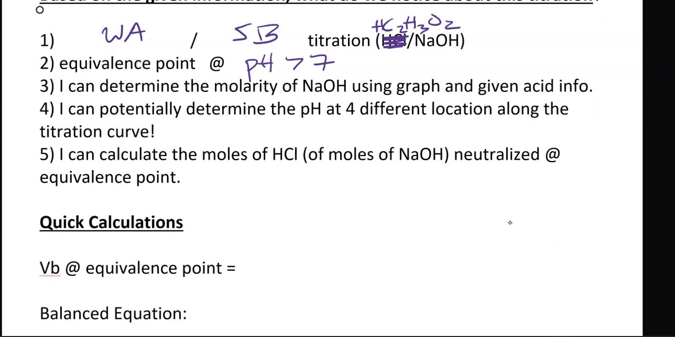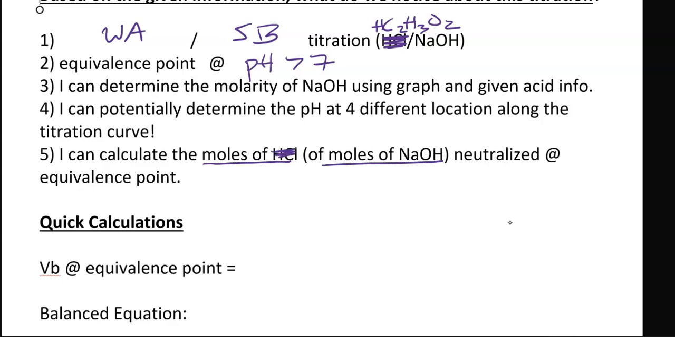Some other quick things that you can do just based off the equivalence point is calculate the moles of acid that were required or that were consumed in order to neutralize all that acid. And also how many moles of sodium hydroxide must have reacted with that acid.